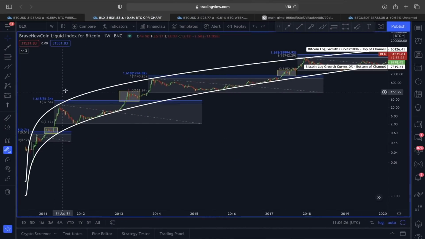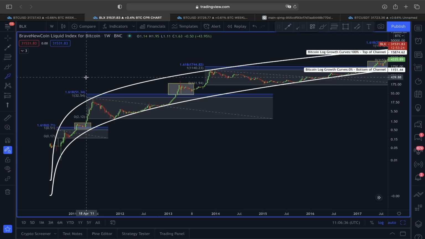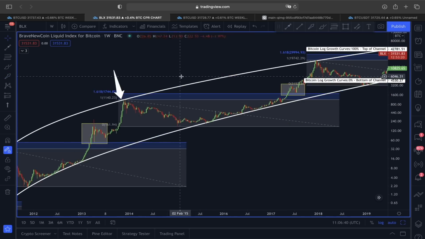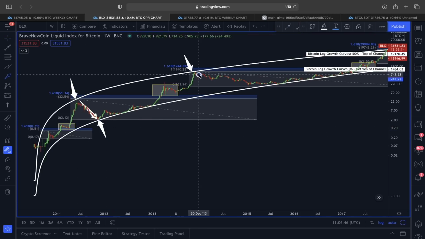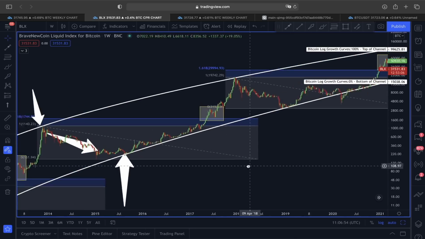Because see, guys, we did talk about this Bitcoin logarithmic growth curve in a weekly time frame for Bitcoin, and we said whenever an actual trend reversal started, the price always came at the top of this channel, and only after that a trend reversal happened, bringing it all the way towards the bottom of the channel. You can see we came at the top of the channel, and after that a bear market or trend reversal brought us all the way towards the bottom of the channel, and then a new trend started.